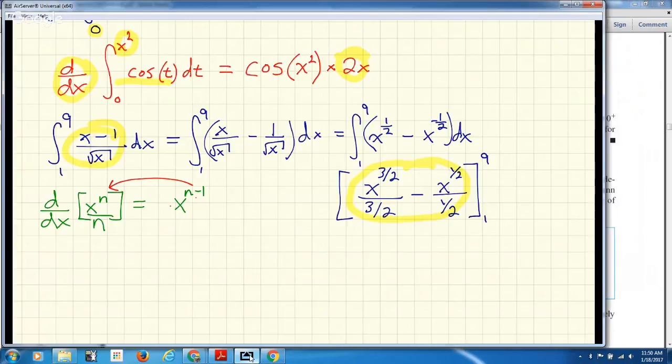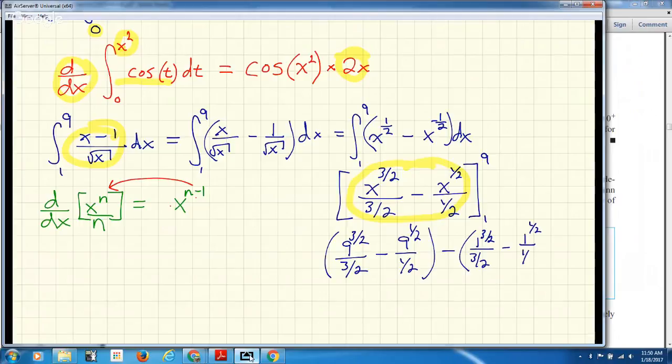So I want to then take the first part, 9 to the 3/2 over 3/2 minus 9 to the 1/2 over 1/2. And then I'm going to subtract the left-hand endpoint. So that means I'm going to have a 1 to the 3/2 over 3/2 minus 1 to the 1/2 over 1/2. And now we have arithmetic to do. So either whip out your calculator or help me out here.